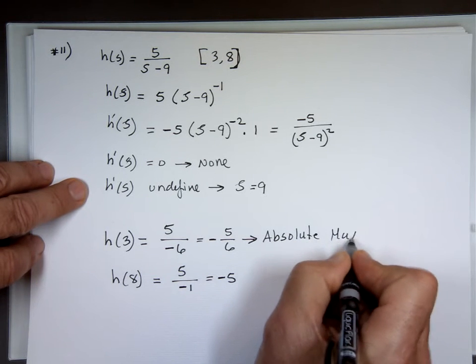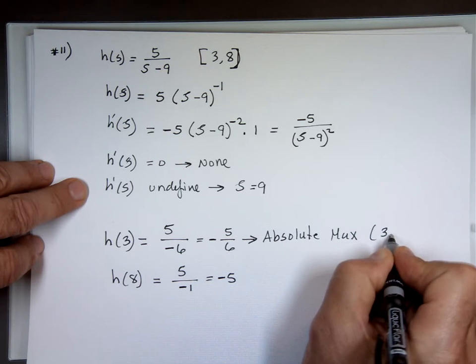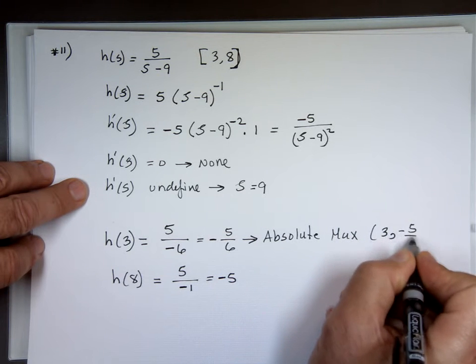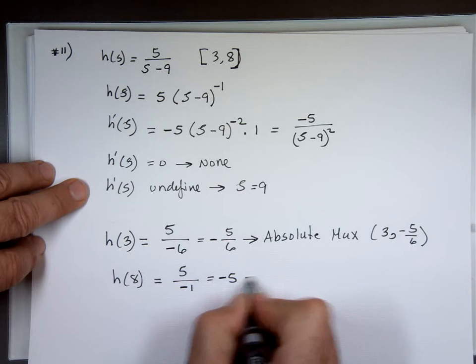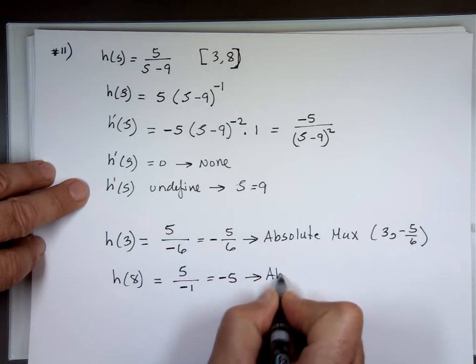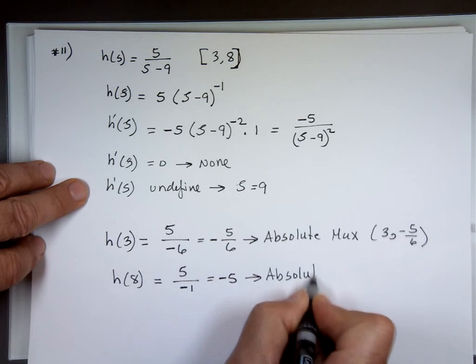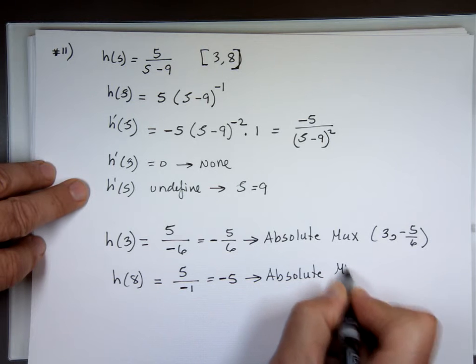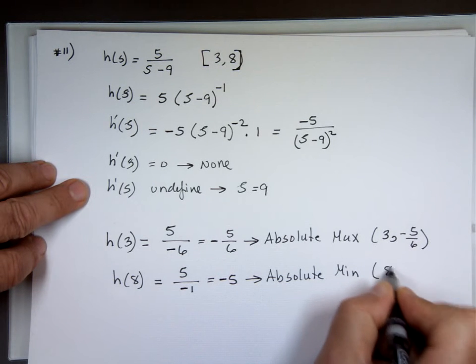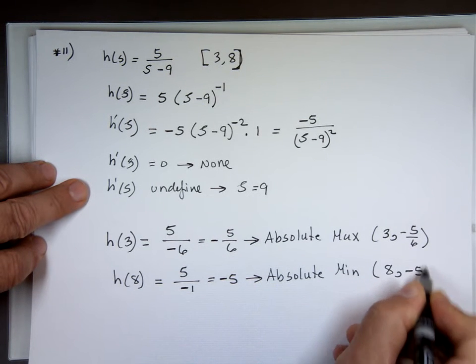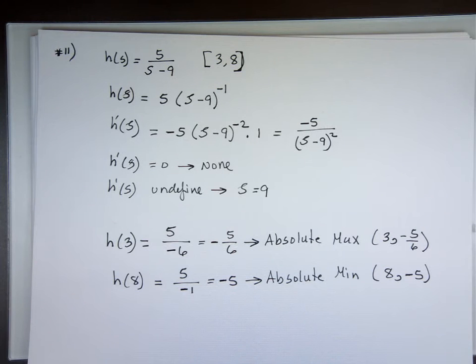Absolute max, where? At 3 and negative 5 over 6. And this is the smallest value, that's your absolute min, at 8 and negative 5. And I'll bypass putting them on the computer because it takes me a long time to type them.